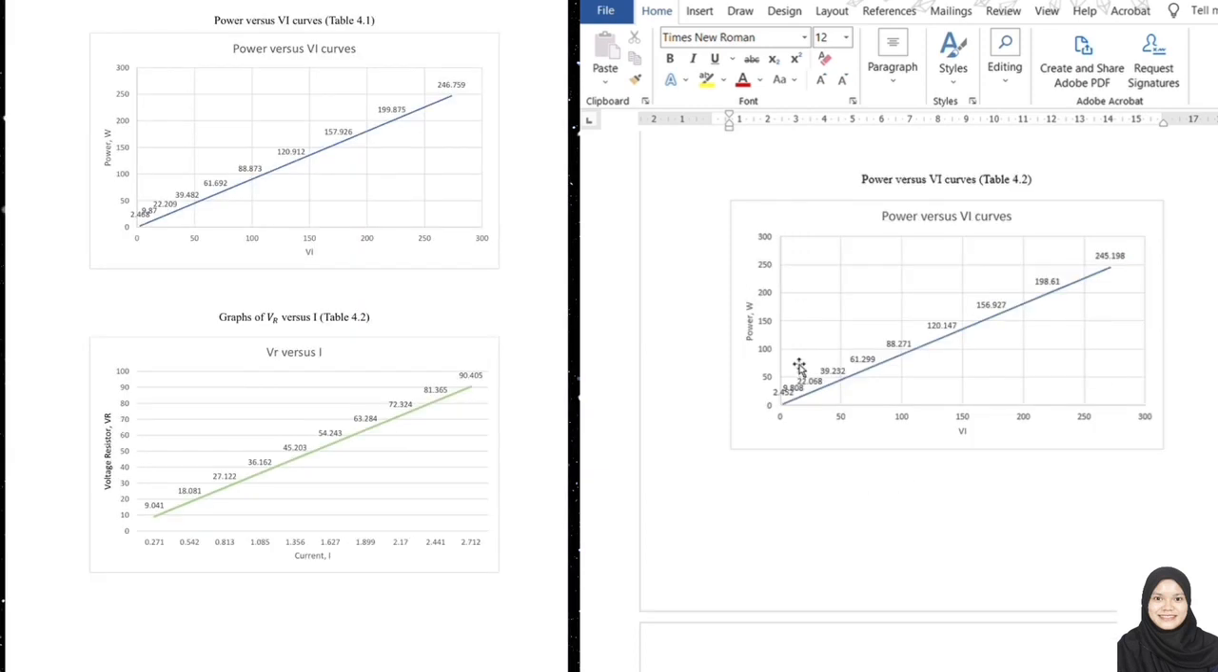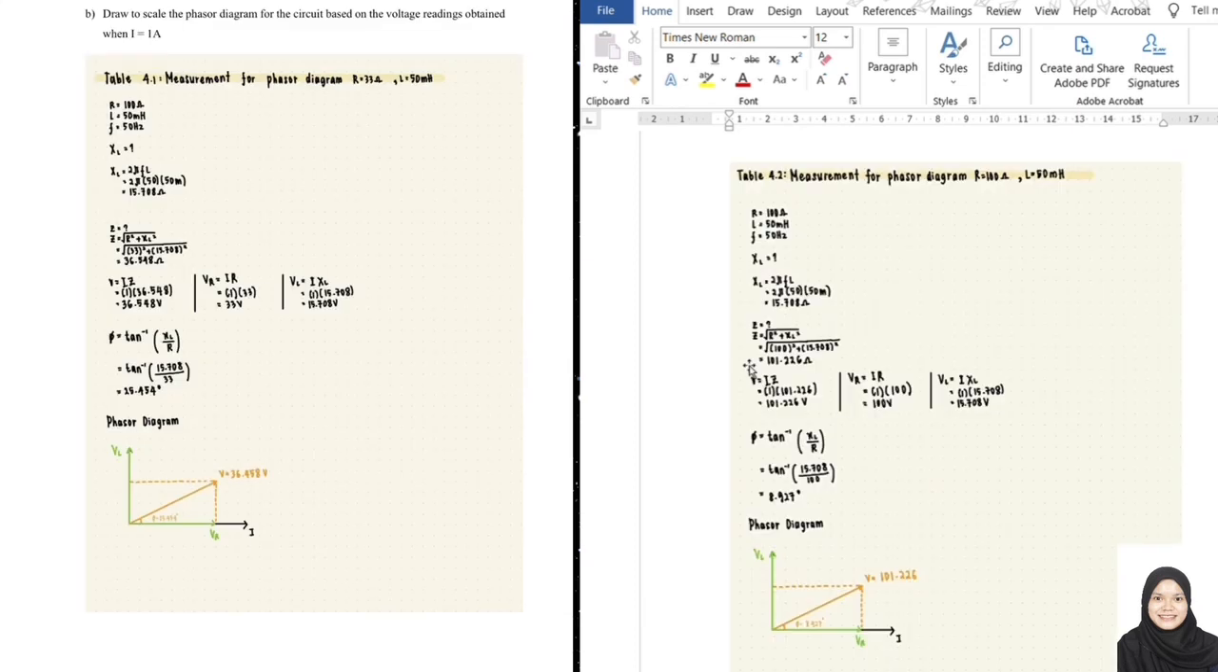Next one is the power versus VI curve, and this is the result for table 4.1 and this is the result for table 4.2. As you can see, the power in table 4.1 is much higher than in table 4.2, where the highest value is 246.759. Meanwhile in table 4.2 we get the value of 245.198 watt.